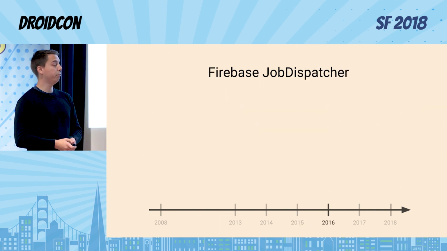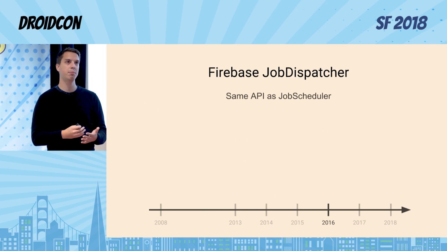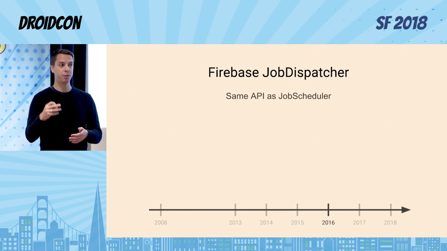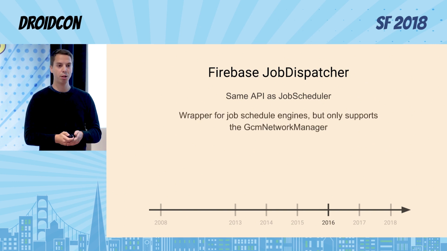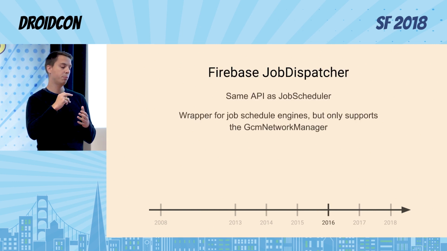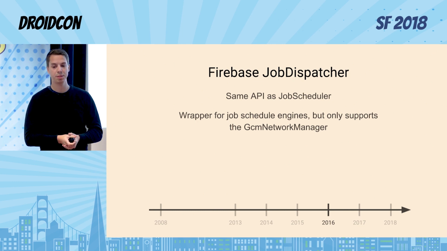The following year, Google released another library, the Job Dispatcher, and the Job Dispatcher had the same idea like Android Job. It was meant as a wrapper around the existing APIs, and it used for that the existing Job Scheduler API. So it looks identical to Job Scheduler. The problem was that under the hood, it only used the GCM Network Manager. So again, you had the same constraints, like if the Play services aren't available, then you cannot use the Job Dispatcher either.